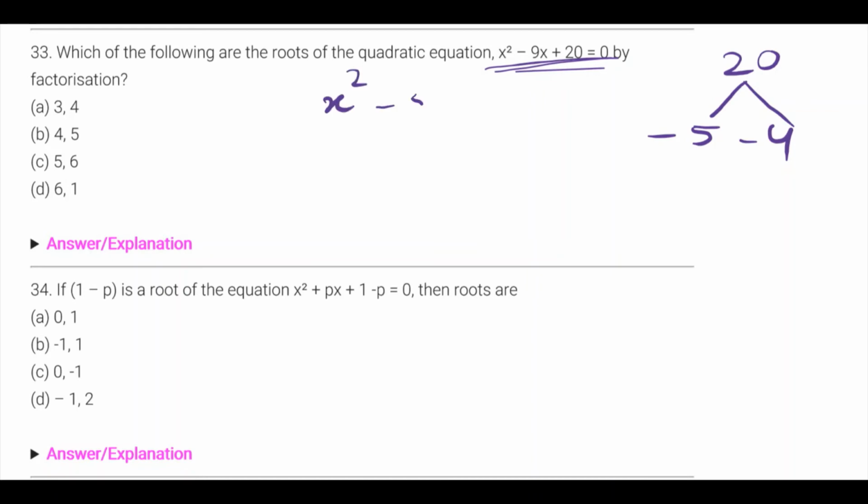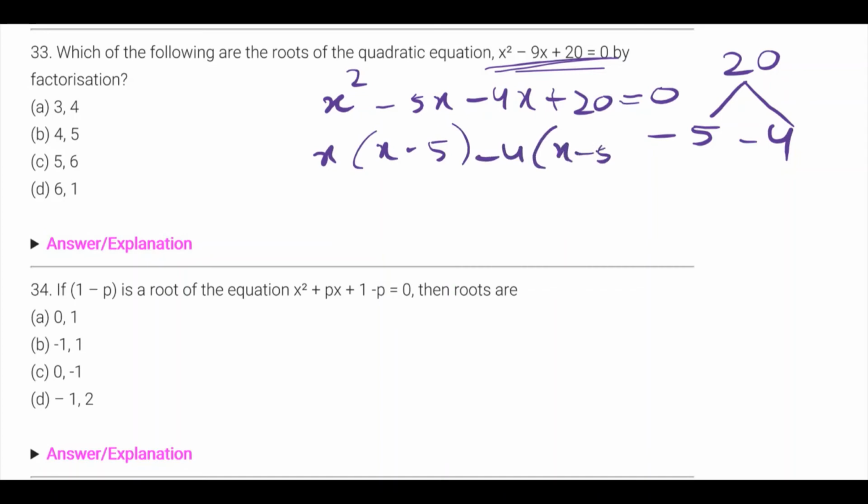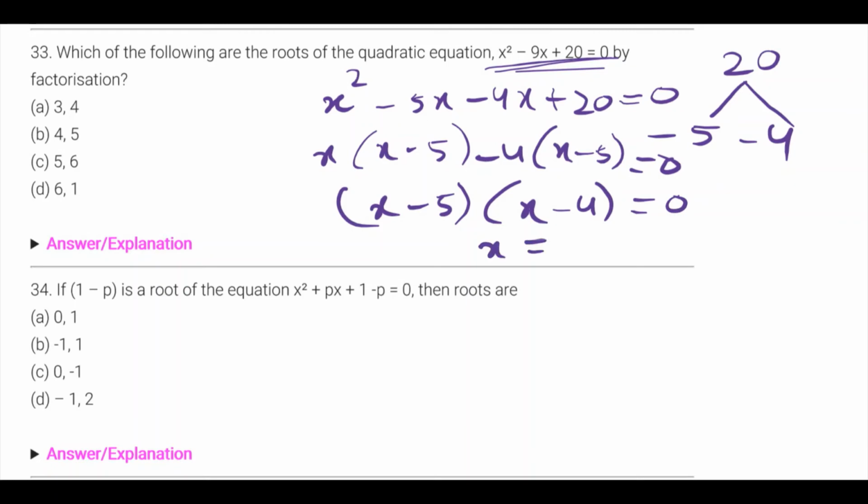X square minus 5x minus 4x plus 20 equals to 0. X into x minus 5. Minus 4 is common, so x minus 5 equals to 0. If I take x minus 5 as common, x minus 5 into x minus 4 equals to 0. X equals to 5.